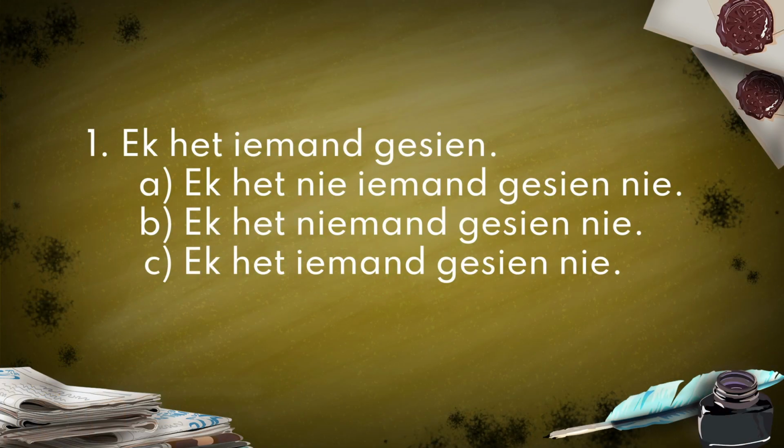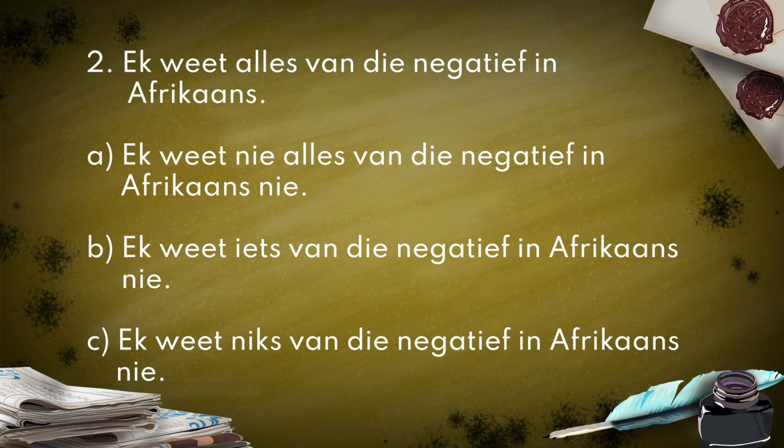Let's see if you grasp what we talked about. Two questions, and choose the correct answer. Ek het iemand gesien. A: Ek het nie iemand gesien nie. B: Ek het niemand gesien nie. C: Ek het iemand gesien nie. Question 2. Ek weet alles van die negatief in Afrikaans. A: Ek weet nie alles van die negatief in Afrikaans nie. B: Ek weet iets van die negatief in Afrikaans nie. C: En ek weet niks van die negatief in Afrikaans nie.